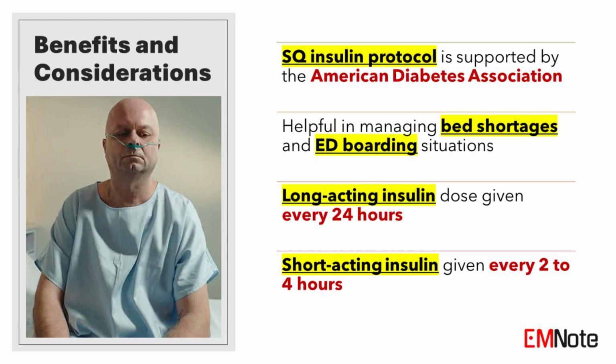Benefits and considerations. The use of subcutaneous insulin for DKA management offers several advantages. 1. Endorsed by the American Diabetes Association, providing a level of validation for this approach. 2. Helps manage bed shortages and emergency department boarding situations by potentially reducing ICU admissions. 3. Simplifies insulin administration, with long-acting insulin given every 24 hours and short-acting insulin every 2 to 4 hours. However, it's important to consider that this approach requires careful patient selection and close monitoring to ensure safety and efficacy.